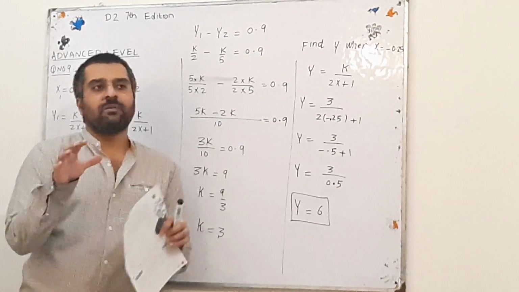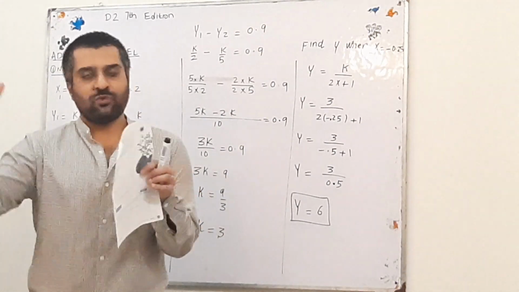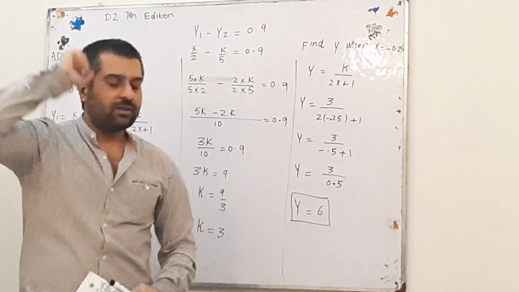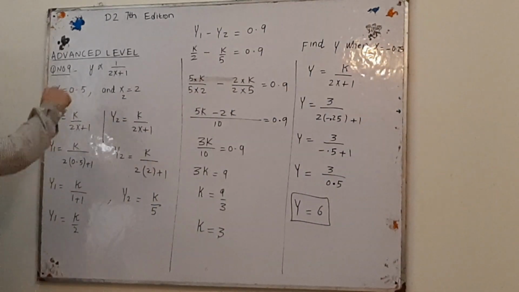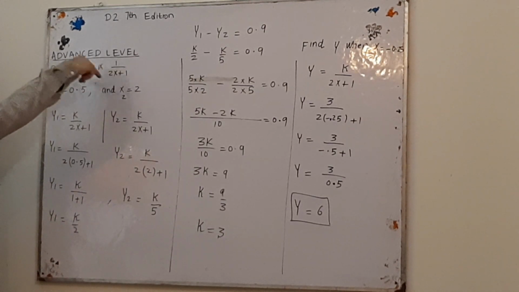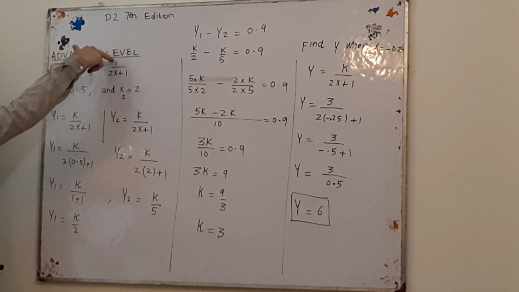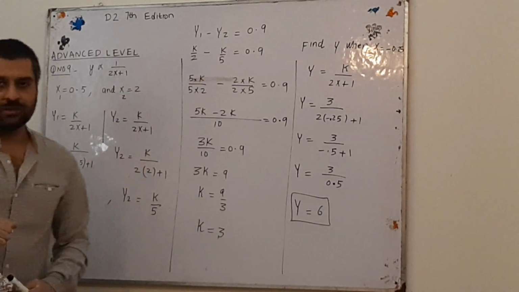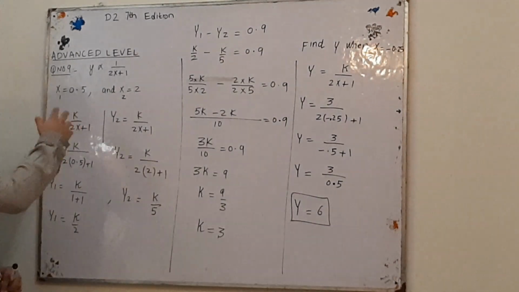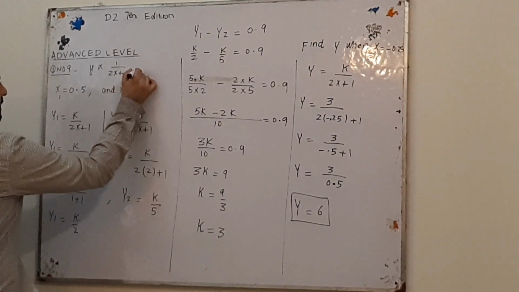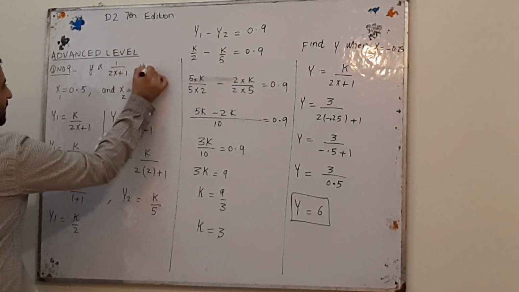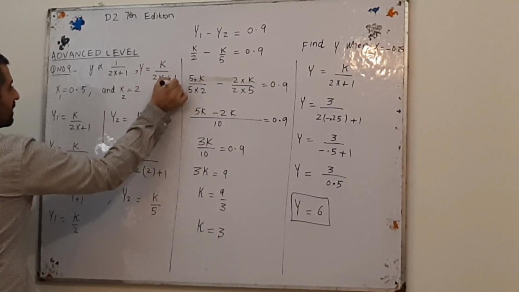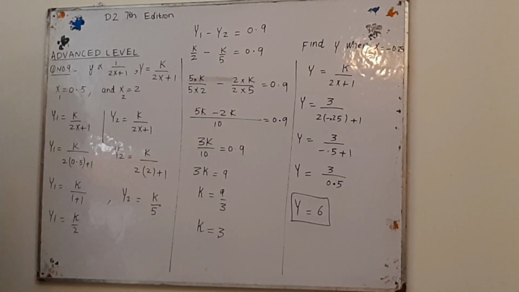Inverse proportion means when one quantity increases, the other quantity decreases. How do you write it? If y is inversely proportional to 2x plus 1, we write it as y is proportional to 1 over 2x plus 1. Now you can convert this proportionality into equality by inserting a constant k. So now it becomes y is equal to k over 2x plus 1.